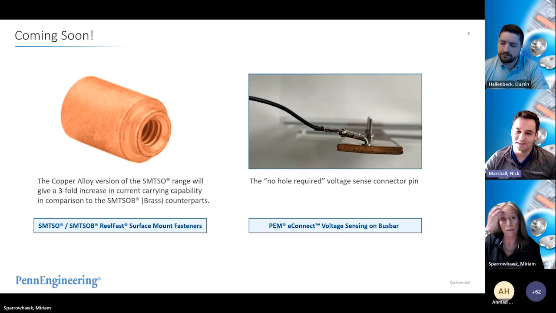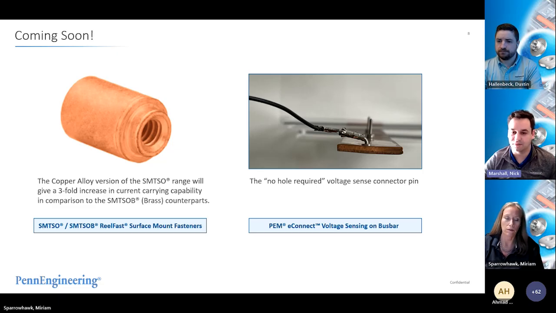So this next slide is kind of a look at where we're trying to go in the next round of development. On the left, you can see what we're calling our copper SMT SO, which are surface mount fasteners for PCBs, where we're plating these in tin or silver or gold, and then they're getting resoldered directly onto the surface of the PCB during the reflow process that attaches other components. The benefit of this is it's an easier assembly and an easier manufacturing process for a lot of PCB manufacturers. And what we're trying to do is take some of these lessons learned from our other eConnect products and apply them to the PCB world.